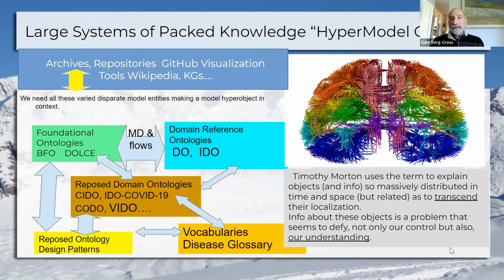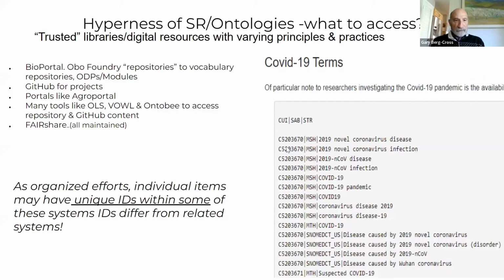And I just illustrate that a little bit with some examples. So here, these are some places that I might go and find things. And as I do, I might find slightly different information about them in these particular things. So the OBO Foundry, the BioPortal we mentioned before, good repositories. There are places where we have ODPs, ontology design patterns, and modules. There are GitHubs for particular projects, portals like AgroPortal, and many tools like Ontobee, which were shown before, as well as FAIRsharing, which is being maintained.